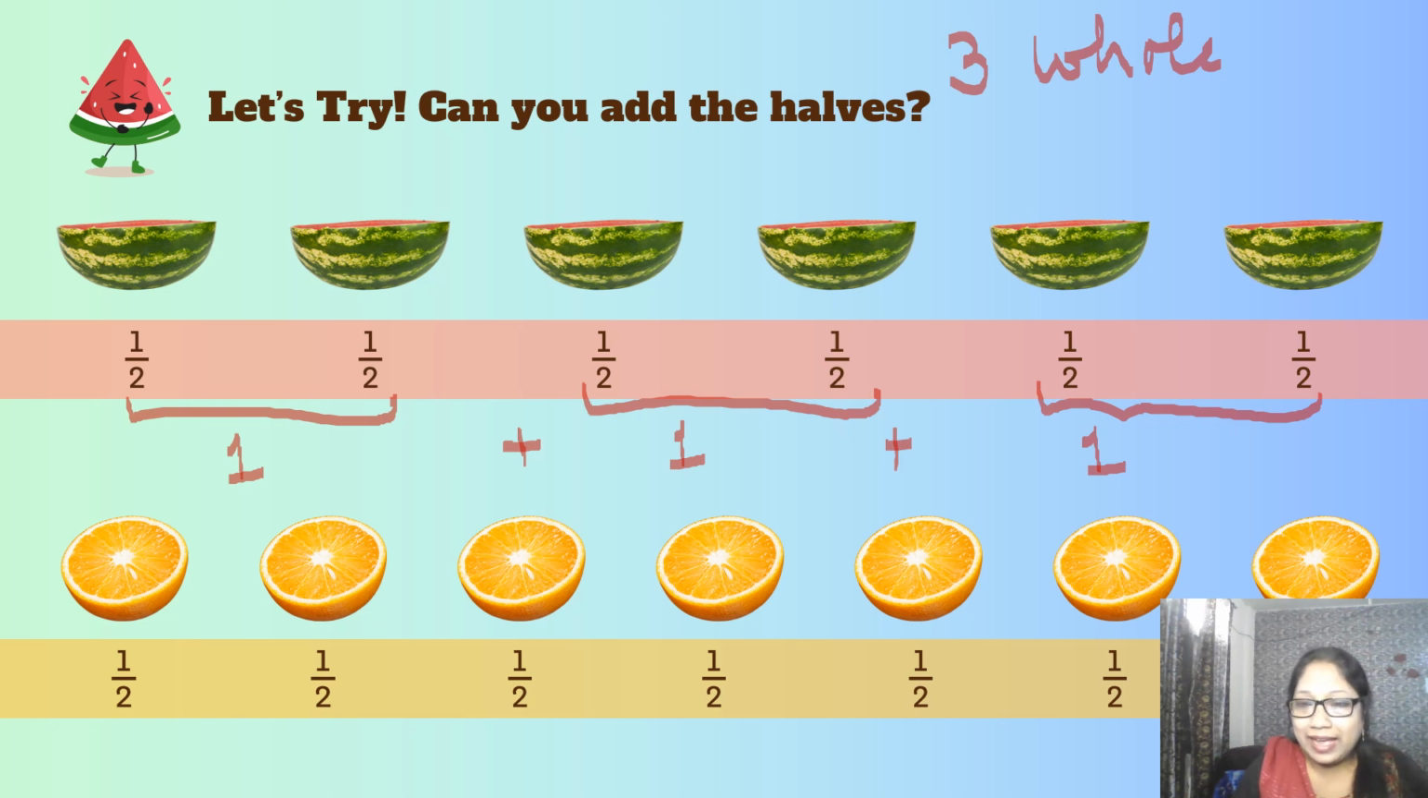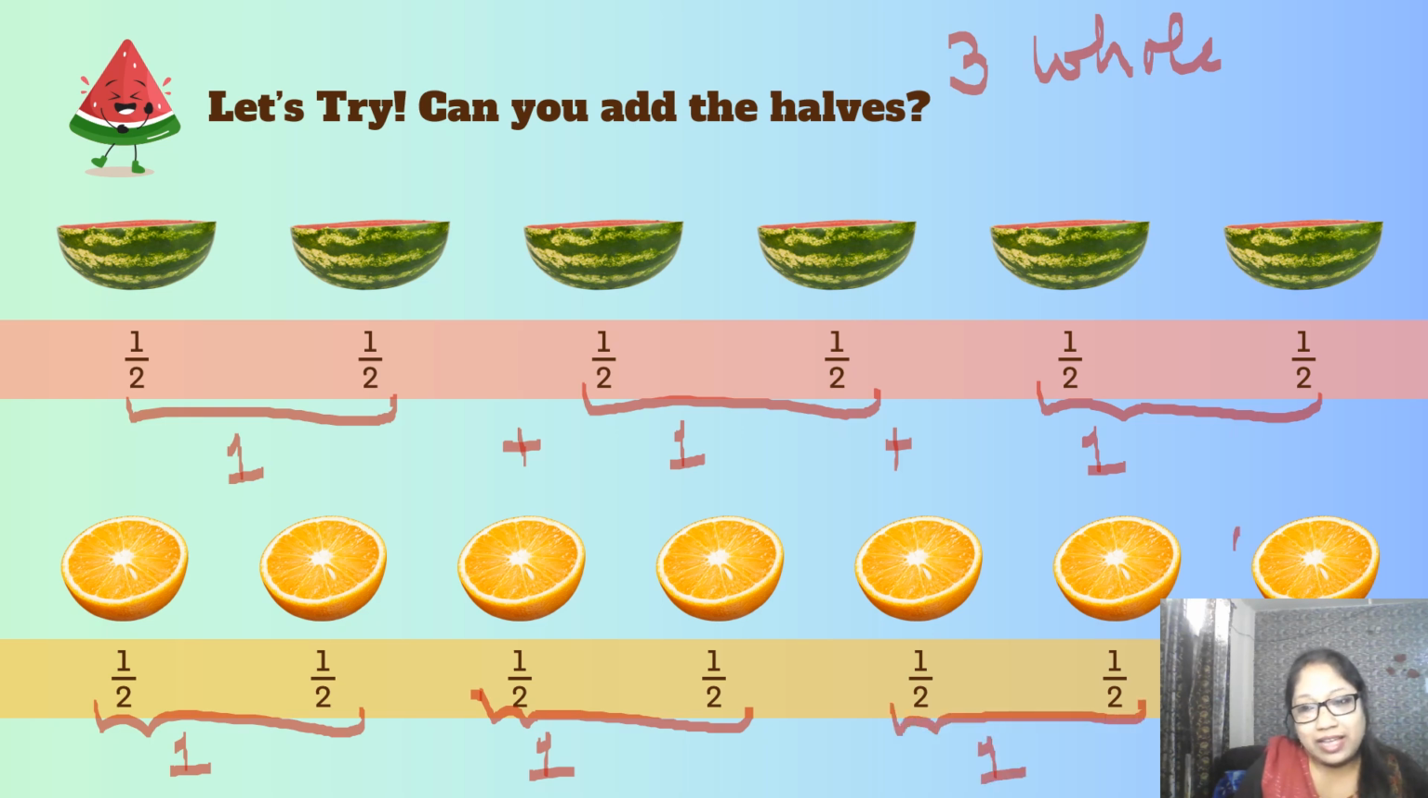Now let's add the oranges. These two halves will make one whole orange. Then again two halves, one whole orange. Two halves, one whole orange. And this is the half alone. This will make 1 plus 1 plus 1, 3.5. 3.5 oranges. Is it easy? Easy? We can add many halves in fractions in the same way.